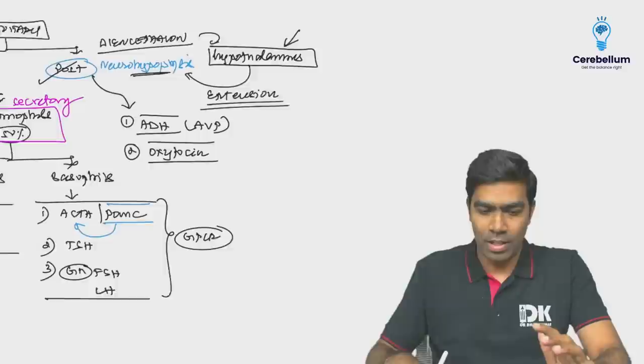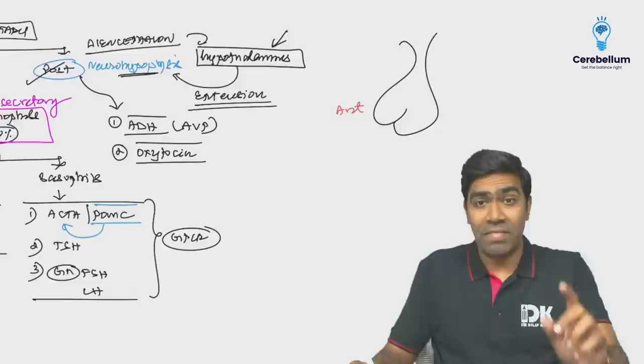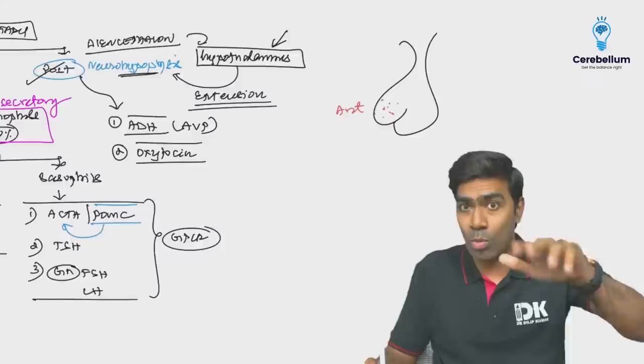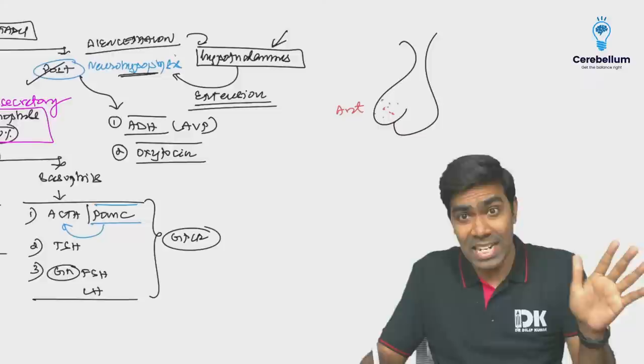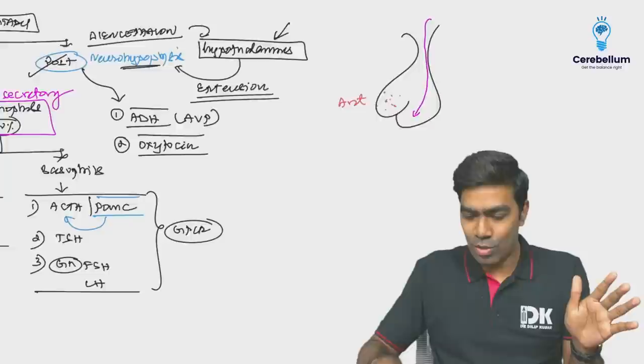Let us assume this is the anterior pituitary, which contains the cells, chromophiles and chromophobes, and the chromophiles are going to secrete. If you look at the posterior pituitary, it doesn't contain cells. It contains neurons of the hypothalamus. So if you look, this is the hypothalamus.